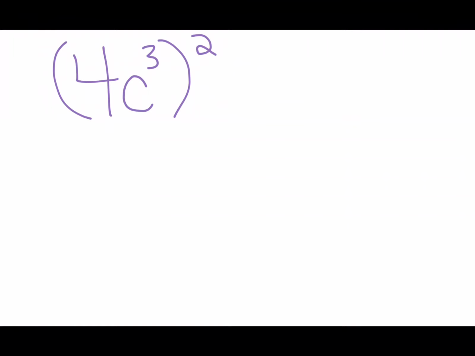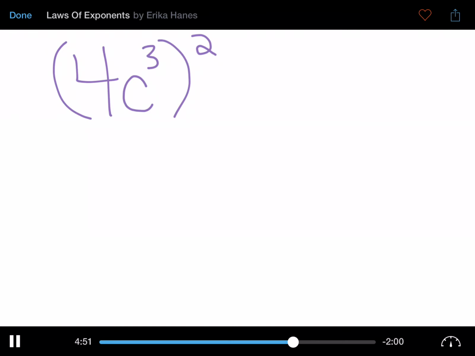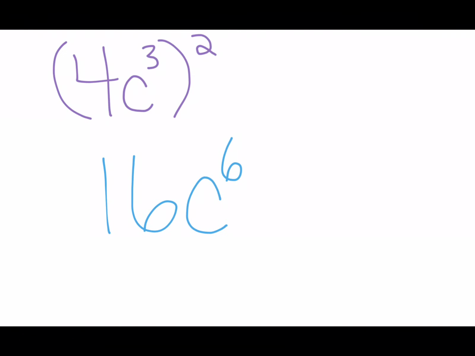So the example we looked at earlier was kind of like this. We had 4 times c cubed, and that was all raised to the 2nd power. Go ahead and pause the video and try this on your own. You should have gotten 16c to the 6th. 4 squared, or 4 to the second power is 16, and then c cubed times the 2 gives you the 6. 3 times 2 gives you 6.